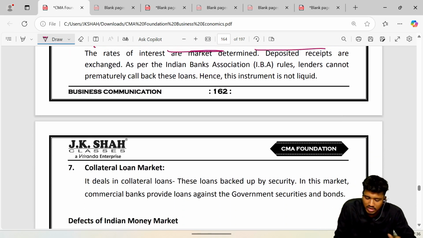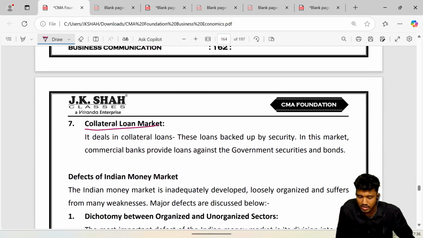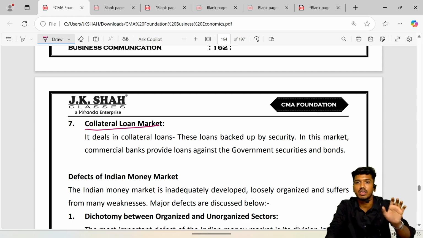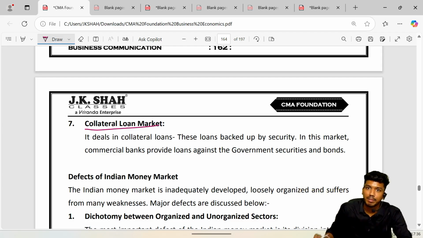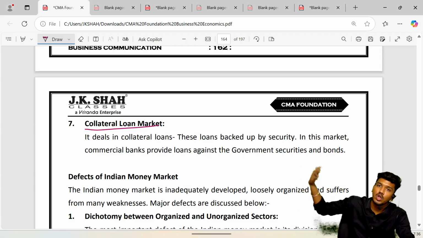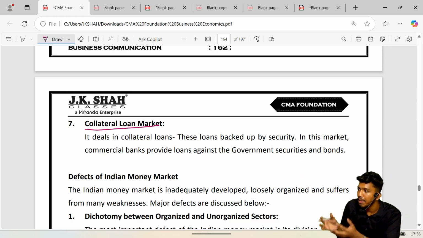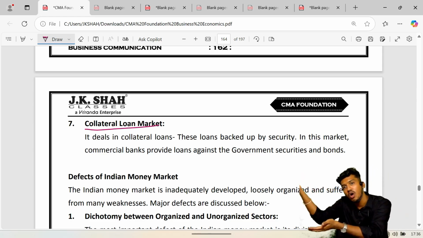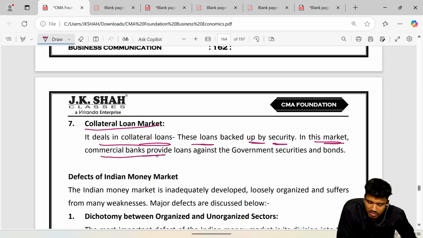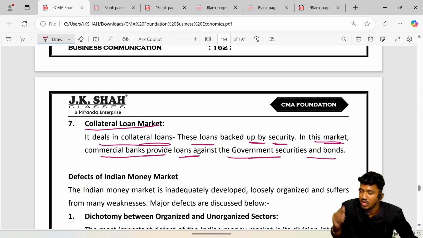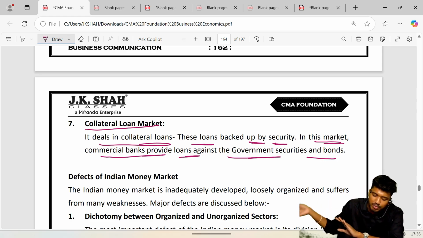And the last but not least, the collateral loan market. In the collateral loan market, you go to a bank and you can borrow money from the bank, but you have to give government securities. So the bank gives a loan on the basis of government securities. आप बैंक के पास जाइए, आपके पास अगर गवर्नमेंट सिक्योरिटी है, उनके पास गिरवी रखी है और बैंक आपको लोन दे देगी. It is mentioned here, it deals in collateral loans. These loans are backed by security. In this market, commercial banks provide loans against government securities and bonds. You have to give government securities and bonds.